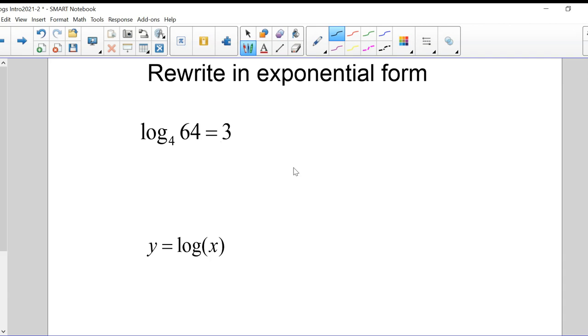Rewrite in exponential form. This is all going to be on your homework in a little while. So the base is the 4, the 3 is the exponent, and there's my statement. There's my exponential form of the statement. So the log base 4 of 64 is 3, statement of fact. Therefore, 4 to the power of 3 is 64.